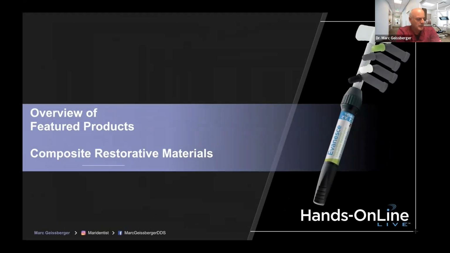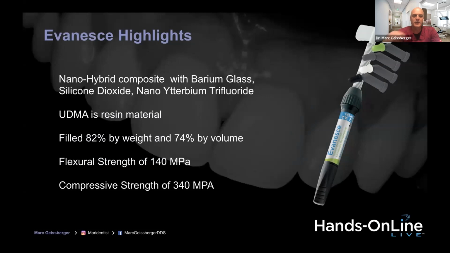Now, I want to talk about the composite that I'll be using in my demonstration this evening from Clinician's Choice. I'll be using both a flowable and a conventional microhybrid composite. The first thing I'll use is conventional Evanes. Now this material is very interesting in that it's a highly filled composite, and as such, it provides very high strength, both flexural strength and compressive strength, very low wear characteristics, very high polishability, and very low volumetric shrinkage, all of which are beneficial.